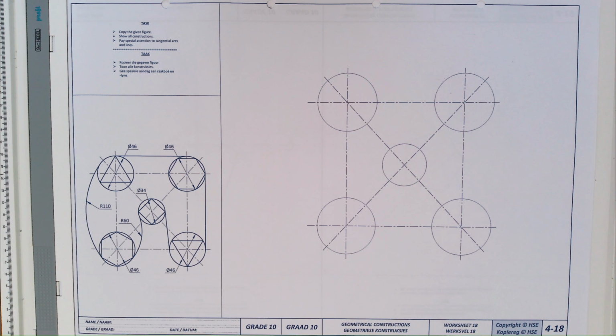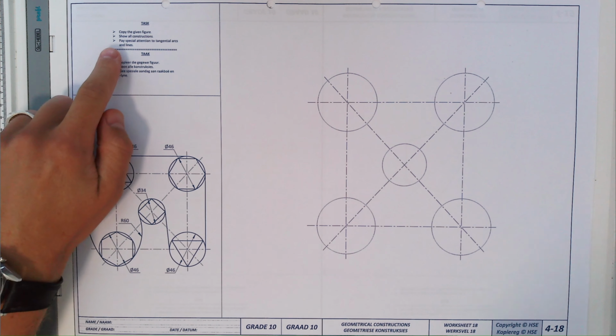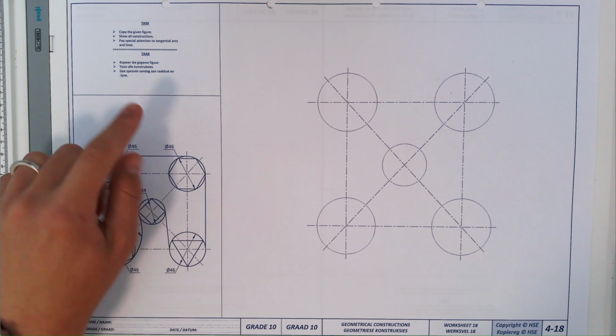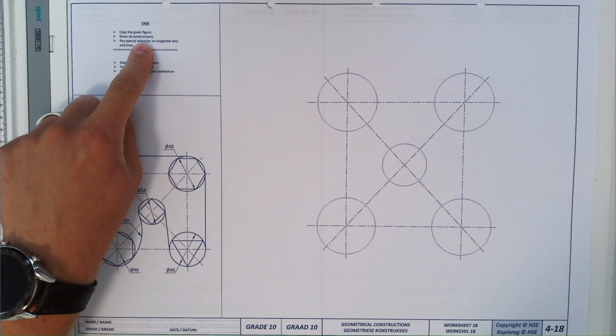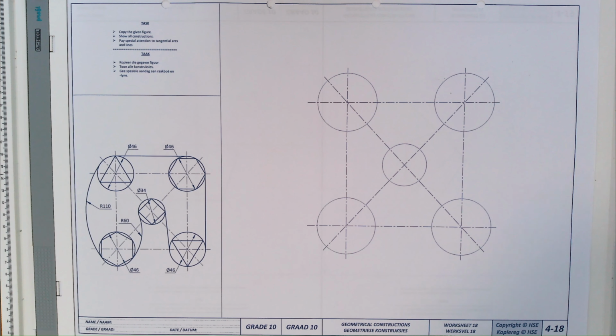In today's lesson, we will be doing geometrical construction in the HSE Grade 10 Workbook, page 4-18. We're going to start by reading the task or the question. The question is as follows. Copy the given figure, which is this. Show all constructions and pay special attention to tangent arcs and lines.